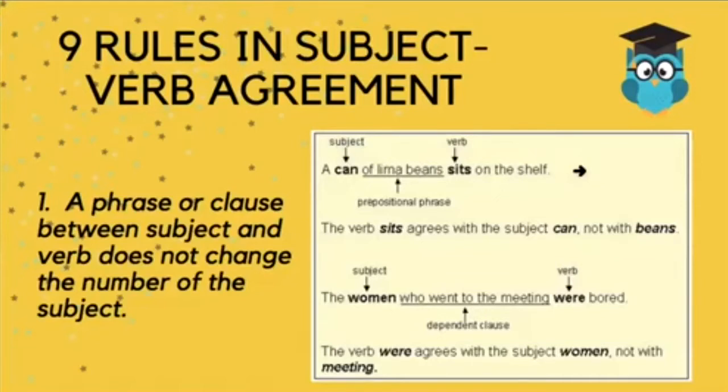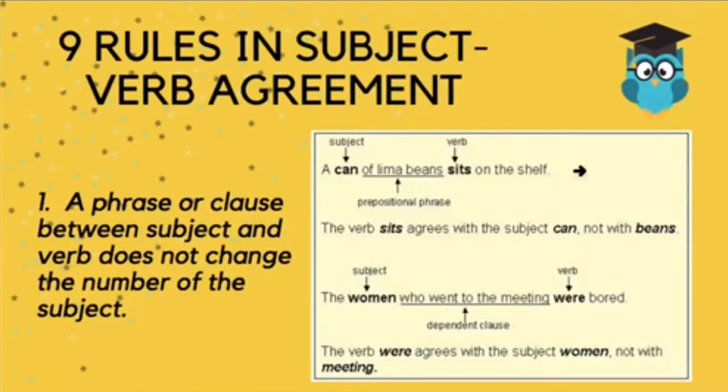But in this sentence, the subject is not the beans. The subject is can, like a can. That is why the verb should be in the singular form as well, because can is only one. So sits is singular in form as well.